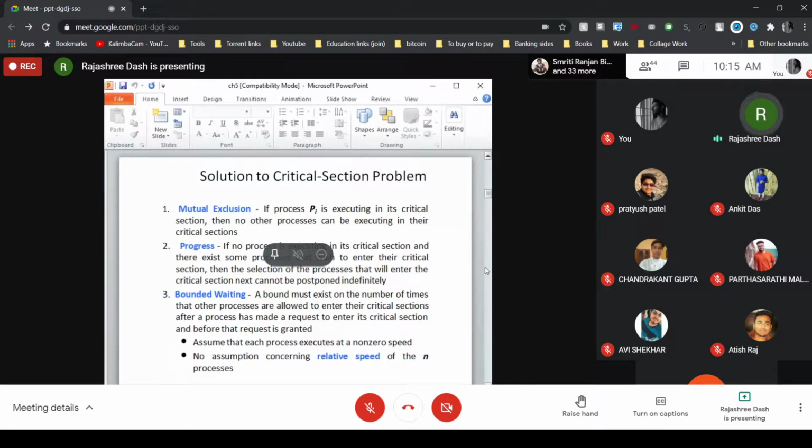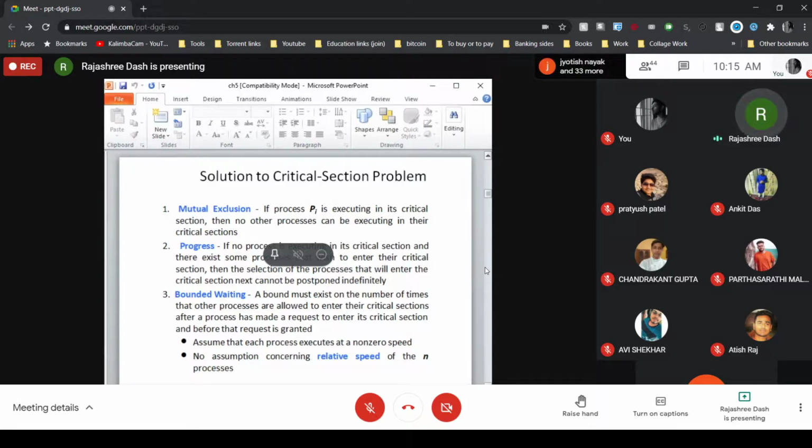As I have told you, at a time only one process can execute in its critical section. No other processes can execute at that time in the critical section. That is known as mutual exclusion. According to the mutual exclusion property, at a time only one process can execute in its critical section. No other processes are allowed at the same time to enter their critical section.